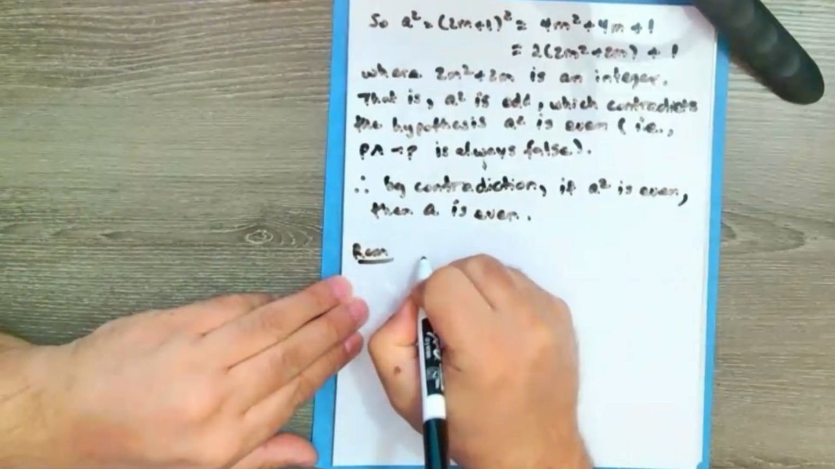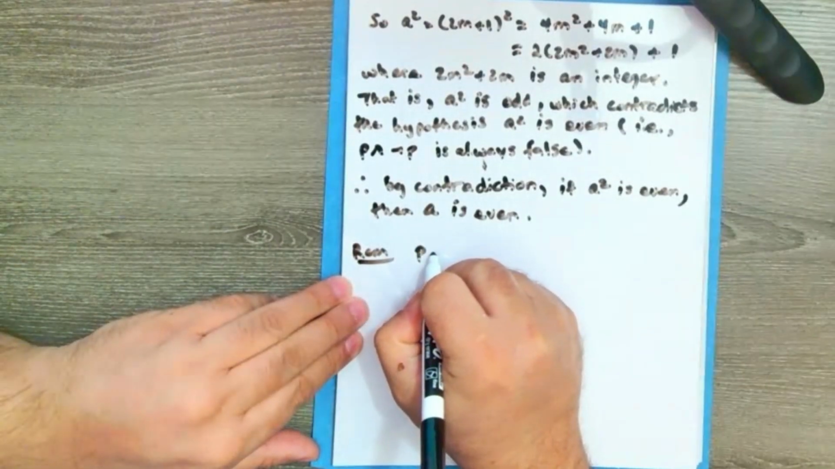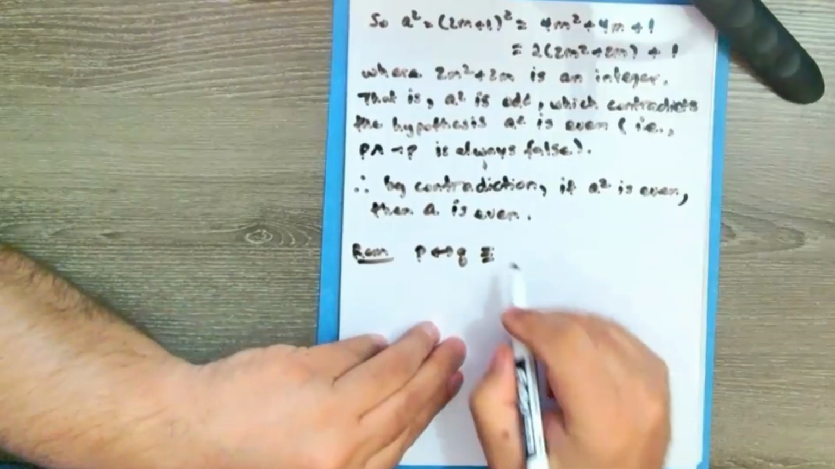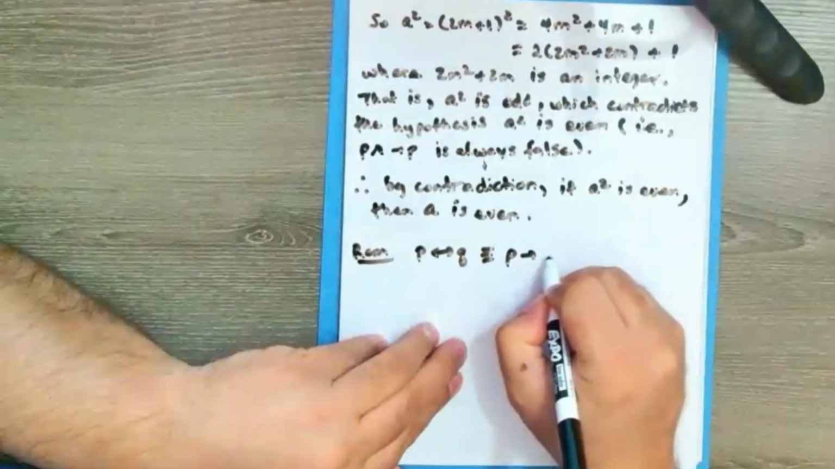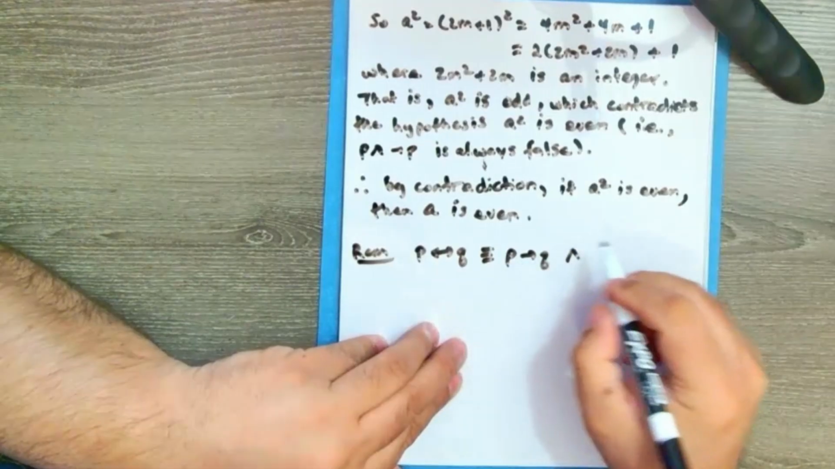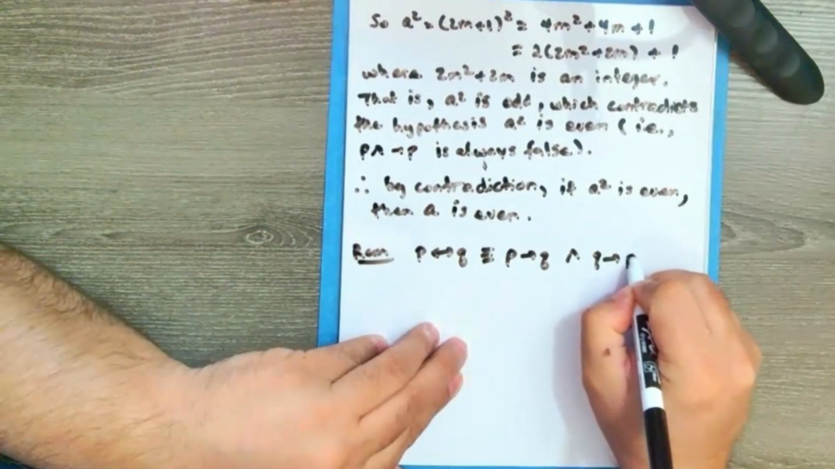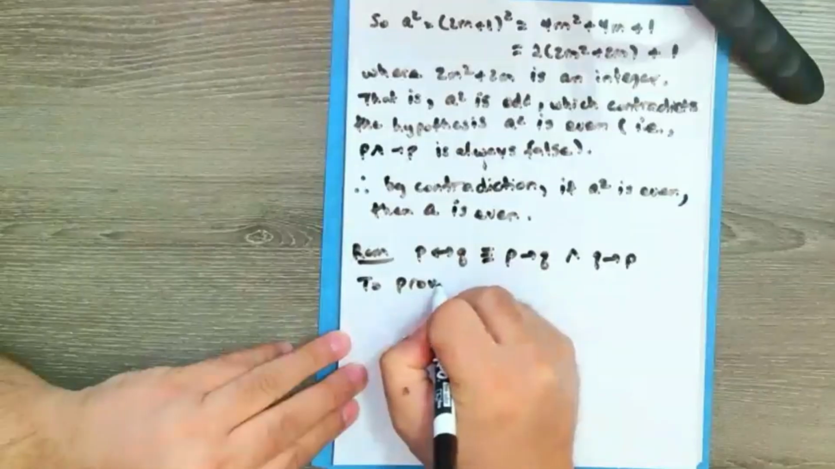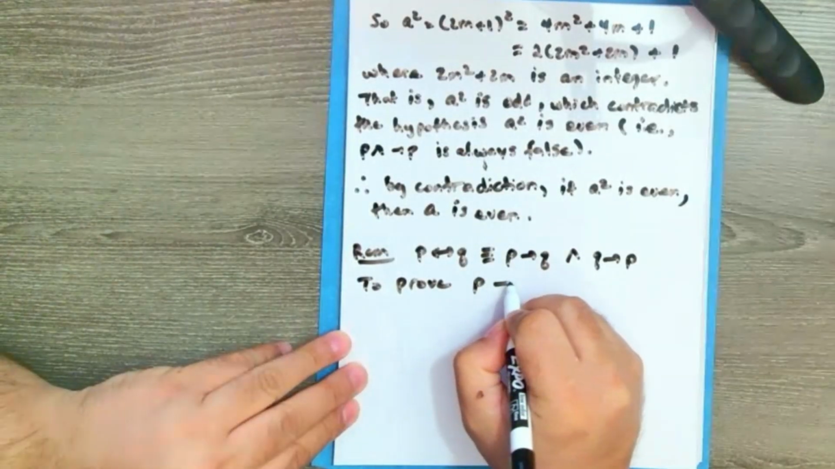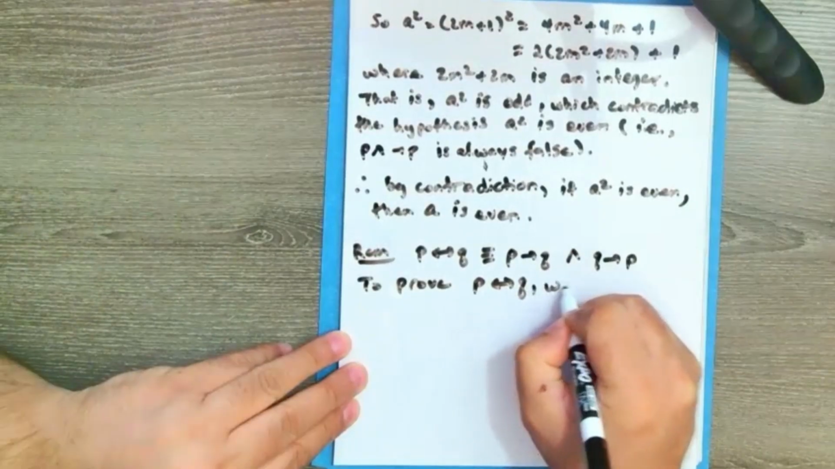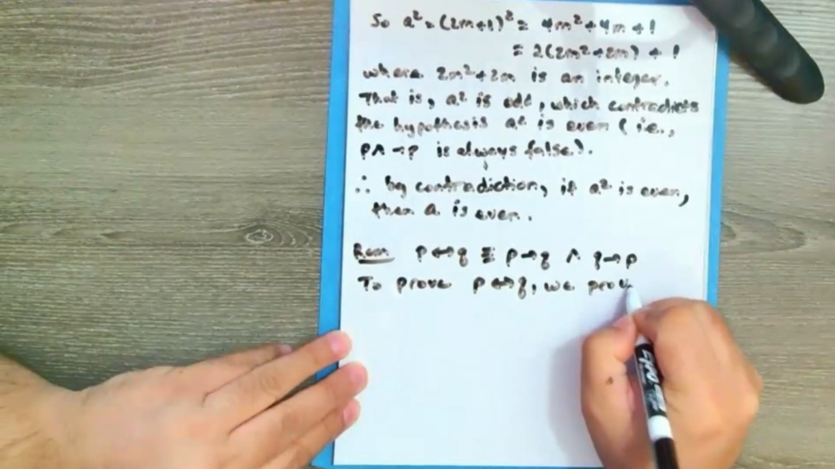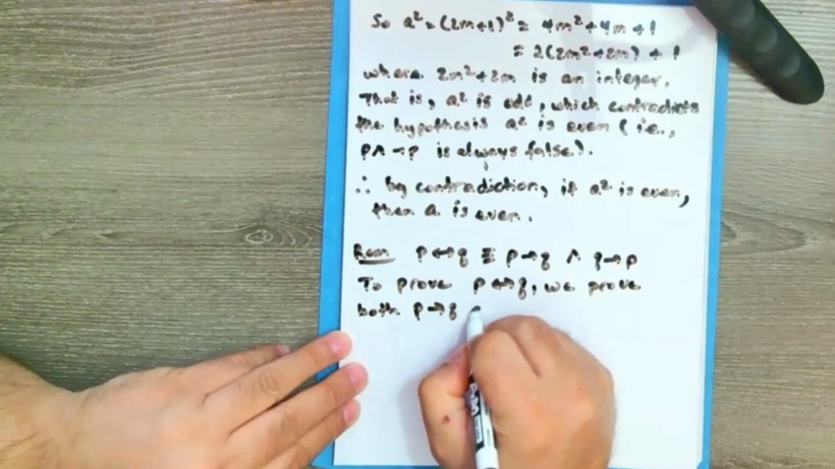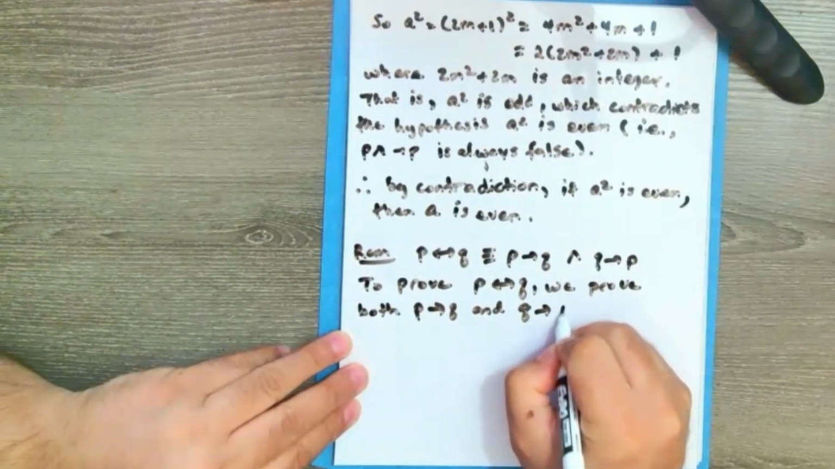So recall that a biconditional P if and only if Q is logically equivalent to the conjunction of the implication P implies Q and its converse Q implies P. And so to prove the biconditional P if and only if Q, we prove both the implication P implies Q and Q implies P.